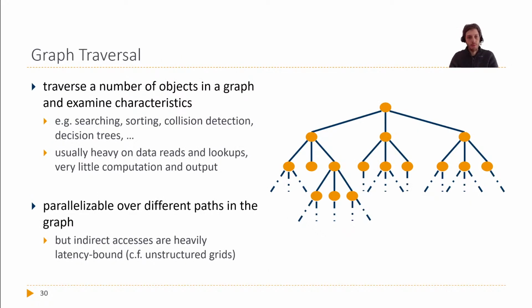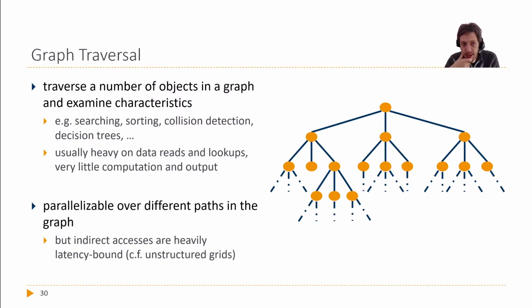The next dwarf is graph traversal, which basically consists of traversing, well, a graph, which is a number of objects. On the right side, I showed you an example, which is a tree structure, where every element has the same number of children, which doesn't necessarily have to be the case. And you examine certain characteristics, and you do that, for example, in applications like searching or sorting. You did a ton of those, I guess, in algorithms and data structures in the bachelor. It could be collision detection in a game, for example, where you want to make sure that people do not run through a car or through a tree or through the wall of a building. It could also be decision trees where you try to figure out what you should do, for example.